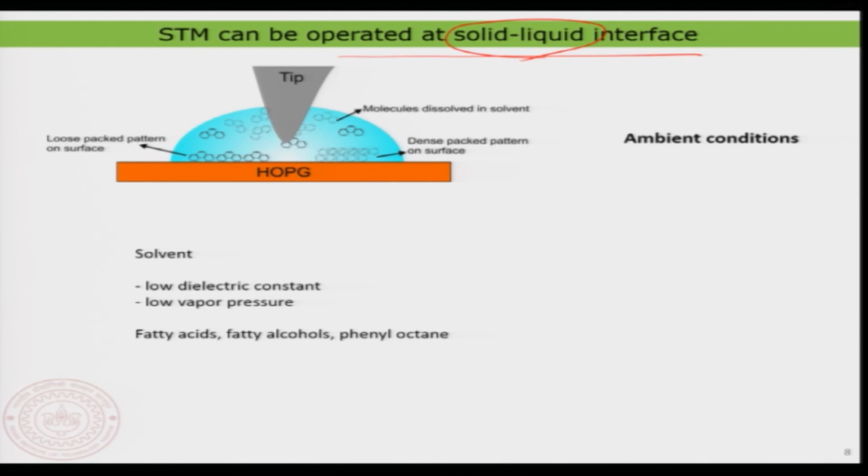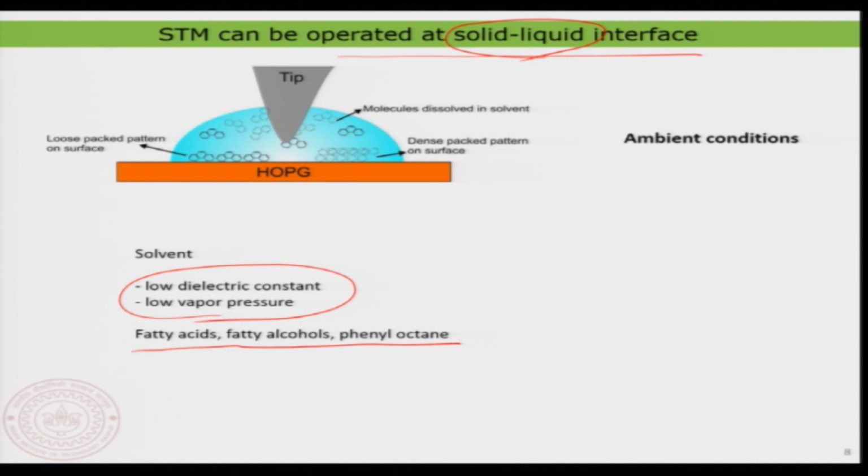The interesting thing is that you have a controlled environment, but there are two important conditions that you need to take into account. The dielectric constant of the liquid that you are using should be very low, so that there is no ionic transport while you are applying the bias. And also the vapor pressure of the solvent should be very low, so that you can work with the solvent for a longer period of time. For example, fatty acids or fatty alcohols, phenyl octane, these kinds of molecules are very well calibrated for doing this.